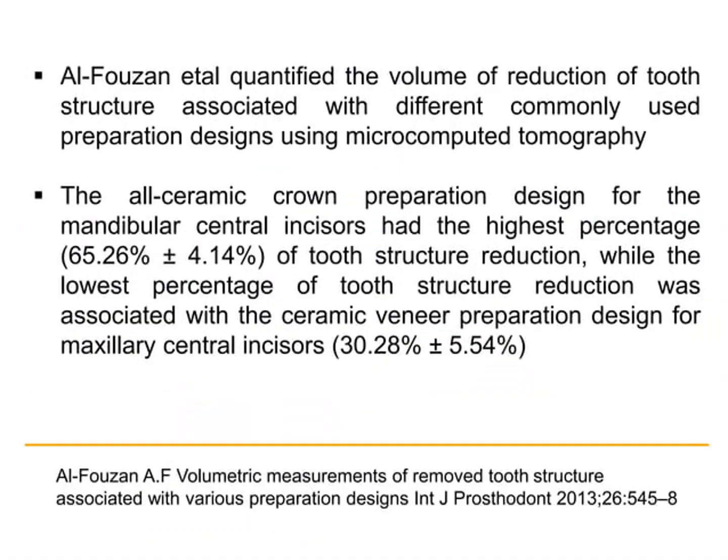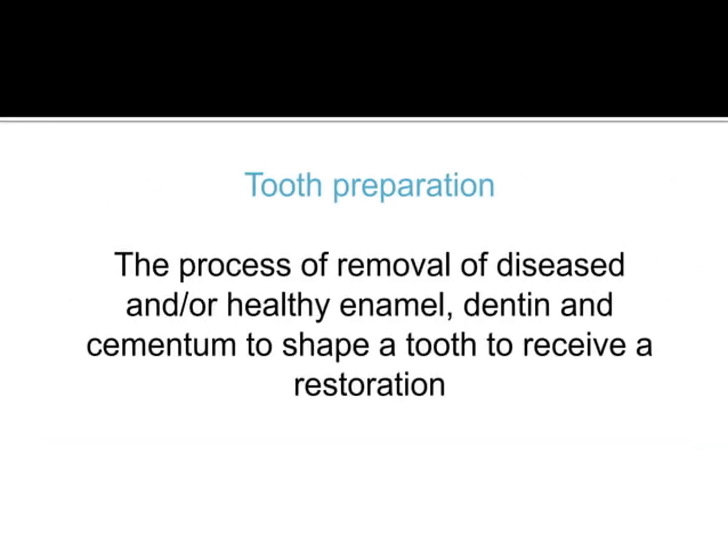Alphausen et al. quantified the volume of reduction of the tooth structure associated with different commonly used preparation designs using microcomputed tomography. The all-ceramic crown preparation design for the mandibular central incisors has the highest percentage of tooth structure reduction, while the lowest percentage of tooth structure reduction was associated with the ceramic veneer preparation design for the maxillary central incisors.